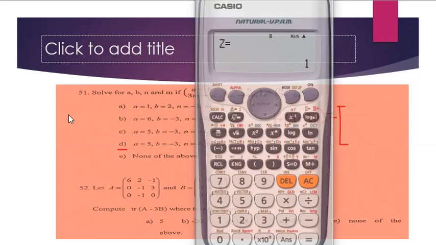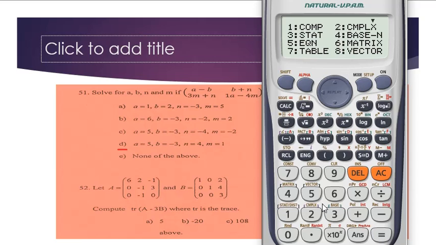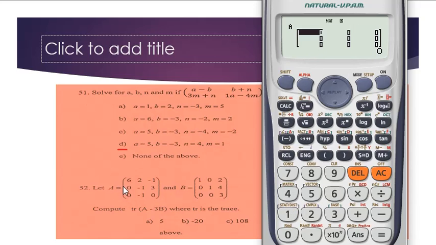Let's pick up our calculator and clear everything. Let's put it in matrix mode. We choose one matrix, which is a 3 by 3 matrix. So you choose 1, and then let's insert the matrix. We have 6, 2, minus 1, then 0, minus 1, 3, and then 0, minus 1, 0. So this is our first matrix.